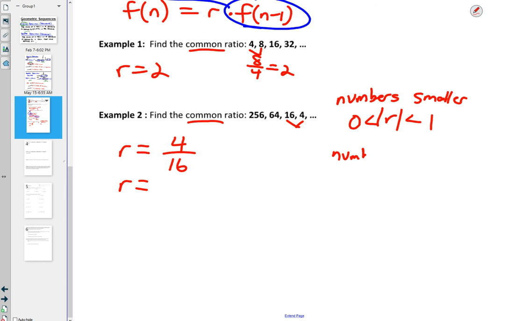If the numbers are getting bigger, and you saw this before, what did we call it before when the common ratio was between 0 and 1? Well, we didn't call it a common ratio, we called it a base. Decay, good. When the numbers were getting bigger, what did we call it before? Growth. Yeah, well that's here, a common ratio greater than 1. But now there's one new concept to look for, and that's when the signs change.